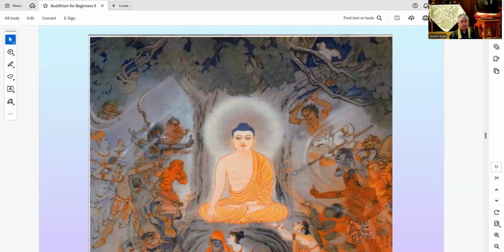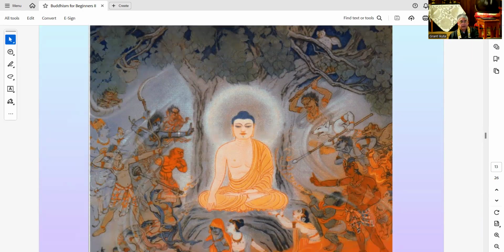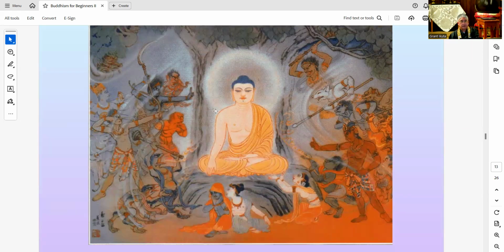So this is a very famous portrait of him attaining enlightenment. And you can see, here's Mara down here on the right-hand corner, and he's sending his various minions to try to dissuade the Buddha, and then also his daughters at the bottom there trying to seduce him. And the Buddha remains calm throughout.